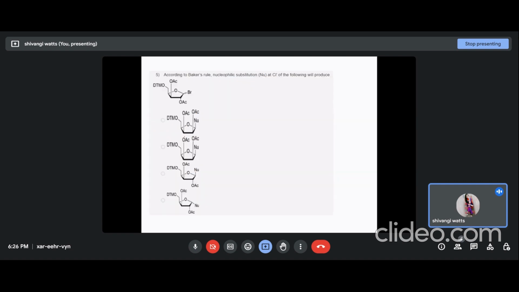So the next question is: according to Baker's rule, the nucleophilic substitution at Cl of the following will produce what? See this question carefully. For that you should know about Baker's rule.